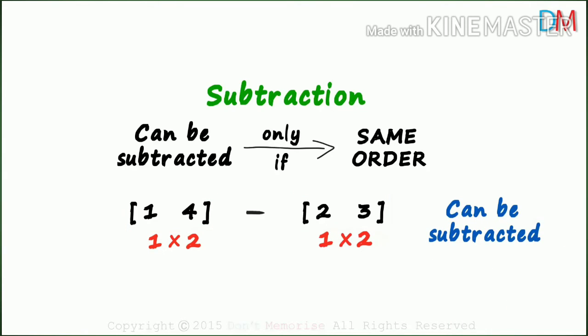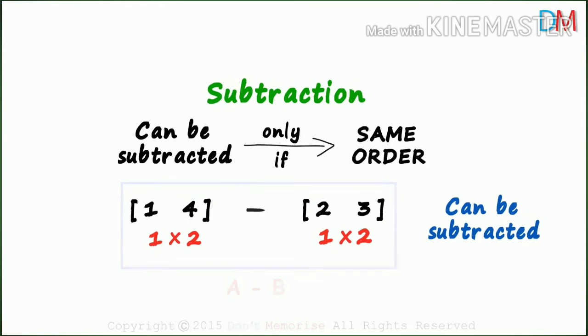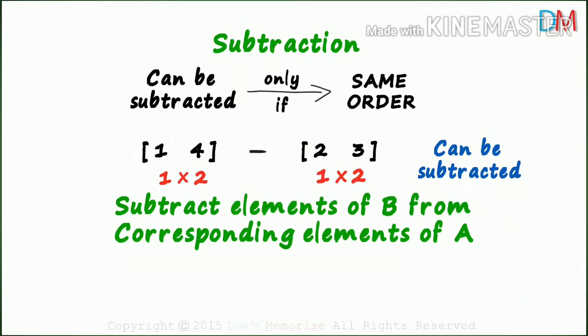But how do we subtract now? If we assume this to be A minus B, we need to subtract elements of B from the corresponding elements of A. 1 and 2 are corresponding elements. 4 and 3 are corresponding elements. What will be the elements of the resulting matrix then?